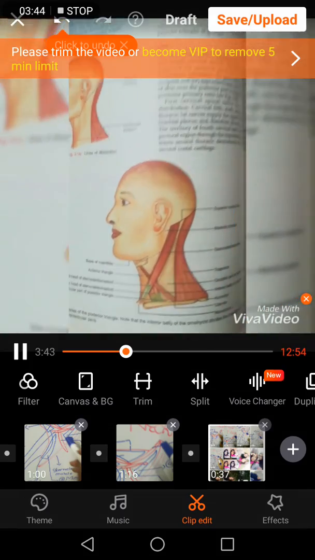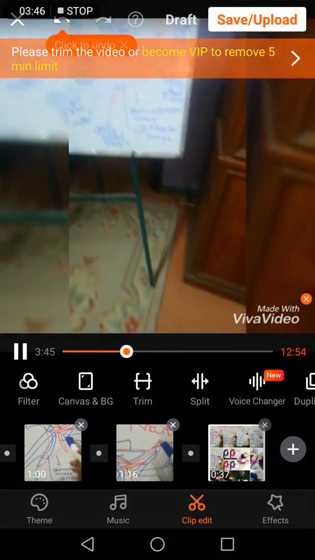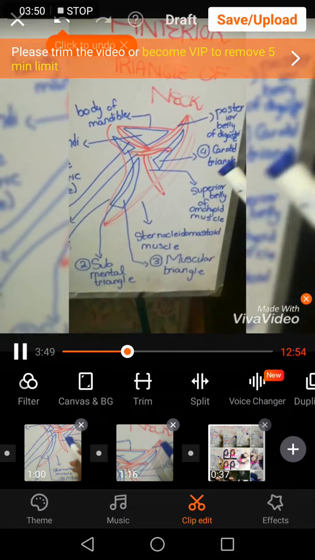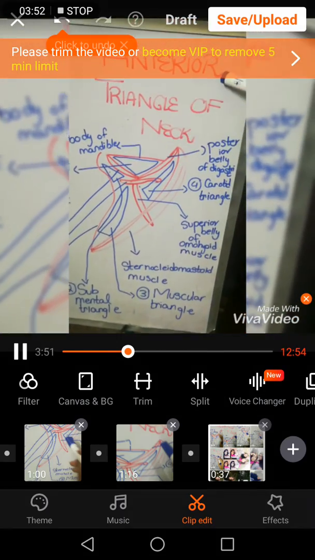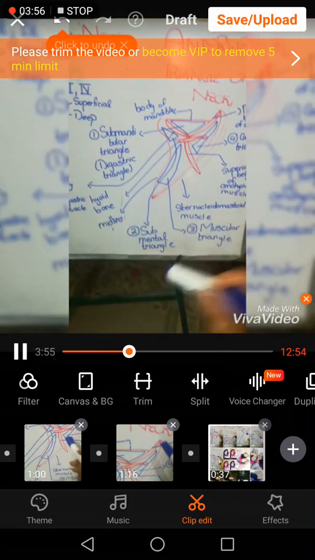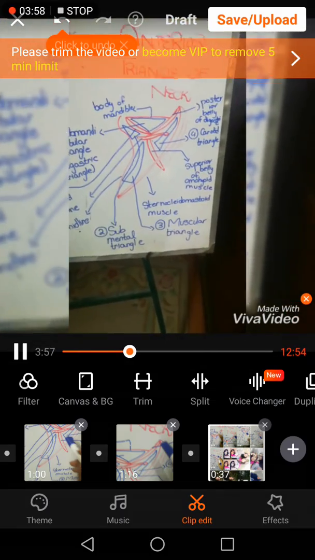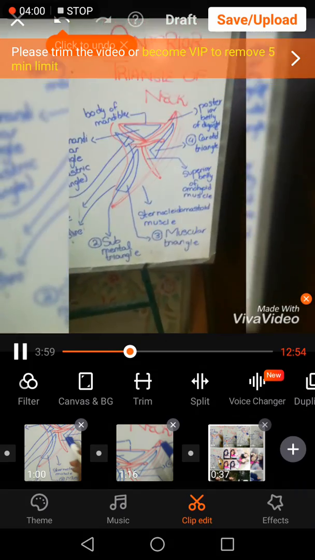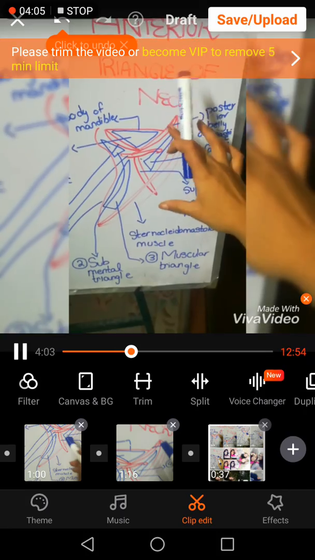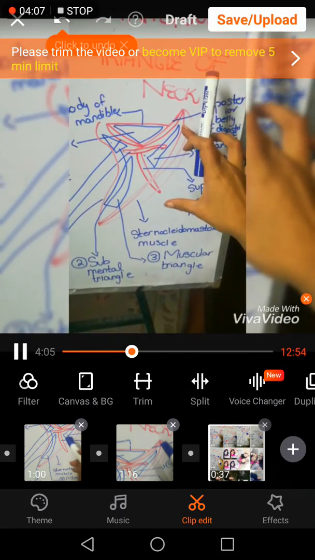Now what we're going to study first is the triangles of the neck. First of all, we're going to study the anterior triangle of the neck, and I will help you understand it with the help of this diagram. Let's start with this diagram. This is basically the front view of the neck.